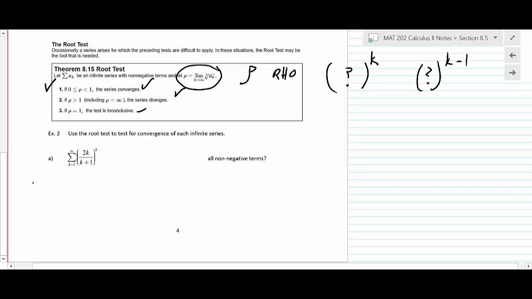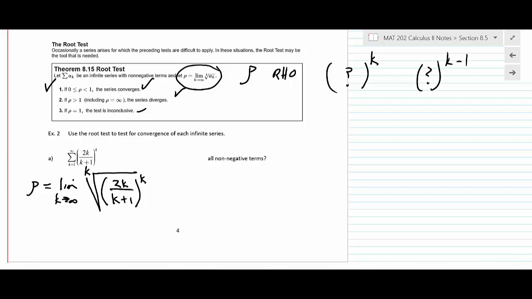So let's start by doing this. We say rho equals the limit as k goes to infinity, and then according to the root test, we just take the k-th root of whatever the expression for the sequence is. So that would be 2k over k plus 1, to the k power. This is a beautiful example of the root test.